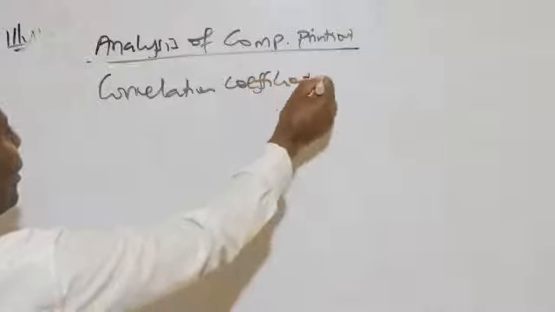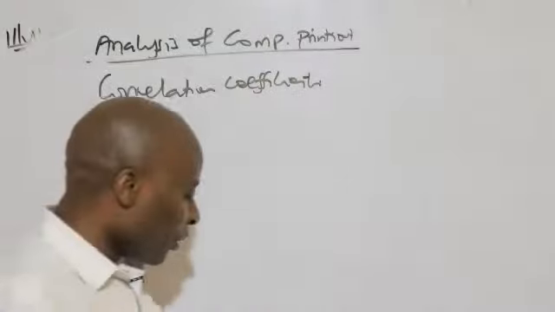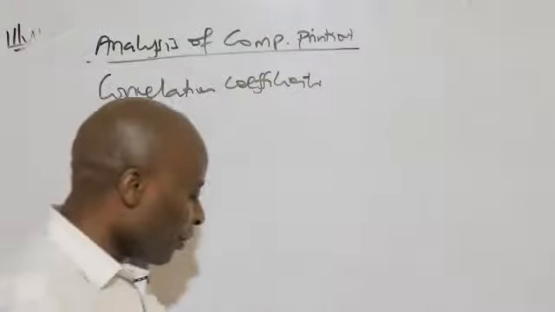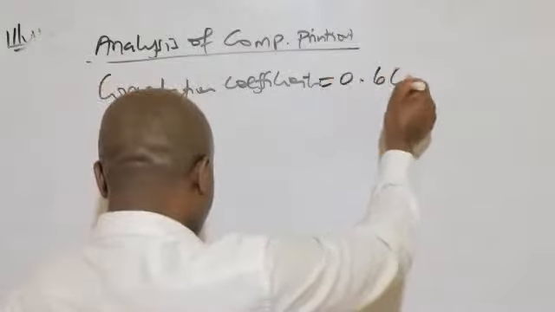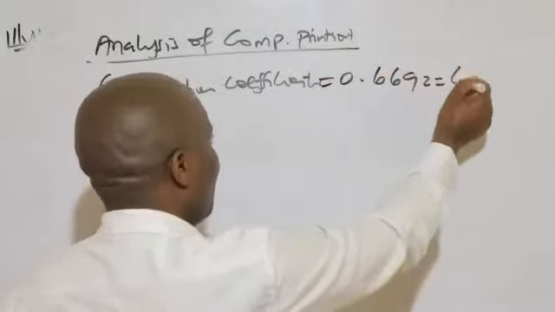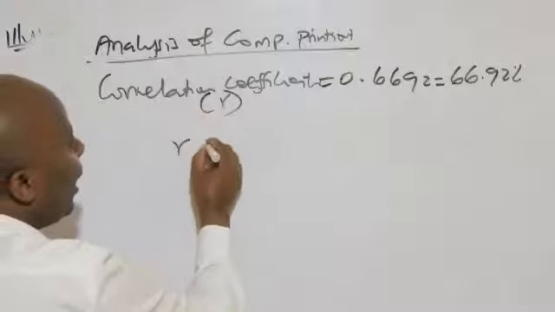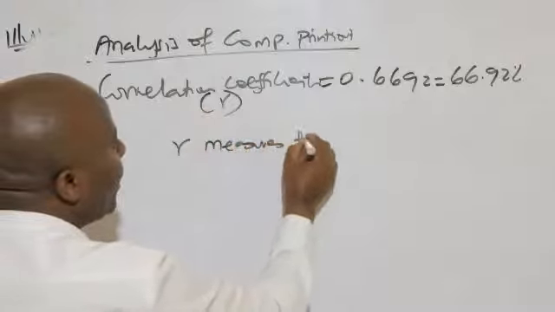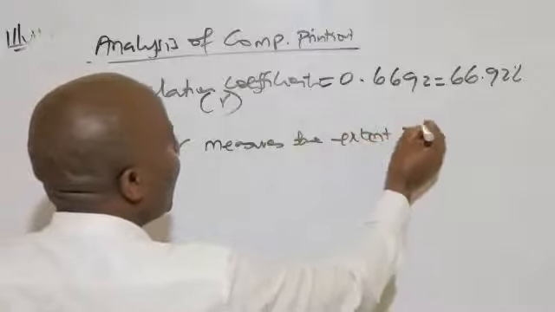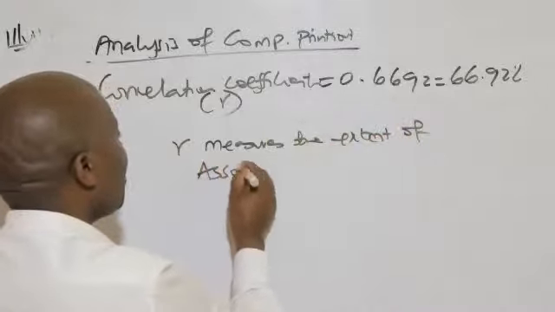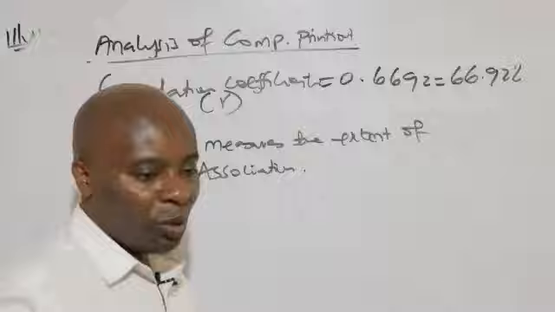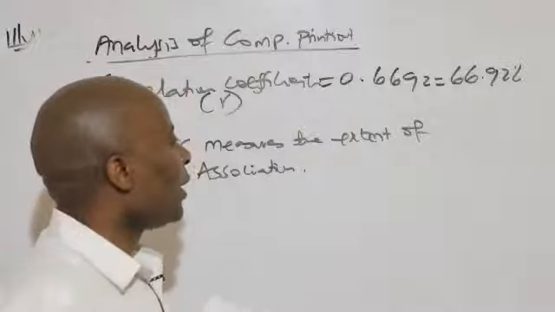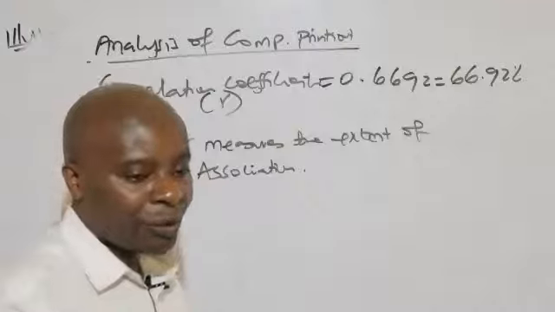coefficient. The correlation coefficient, what they are calling multiple, is basically for multiple regressions. It's for multiple variables. So I can see the computed correlation there is 0.6692, which is the same as 66.92%. Remember, this is R, and R measures the extent of association between variables.